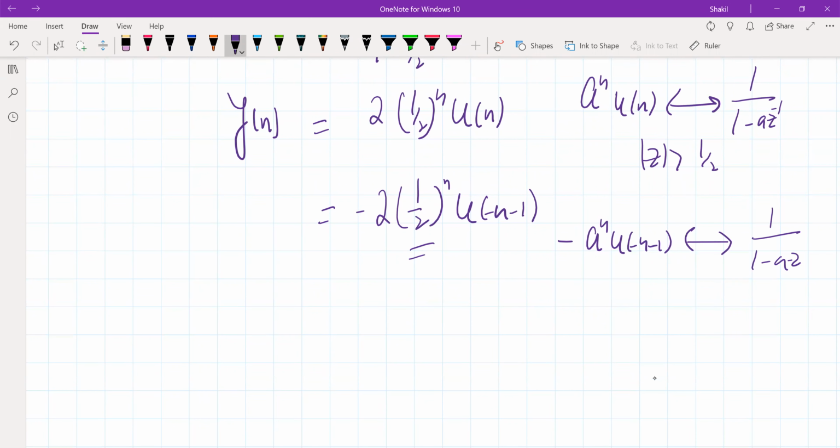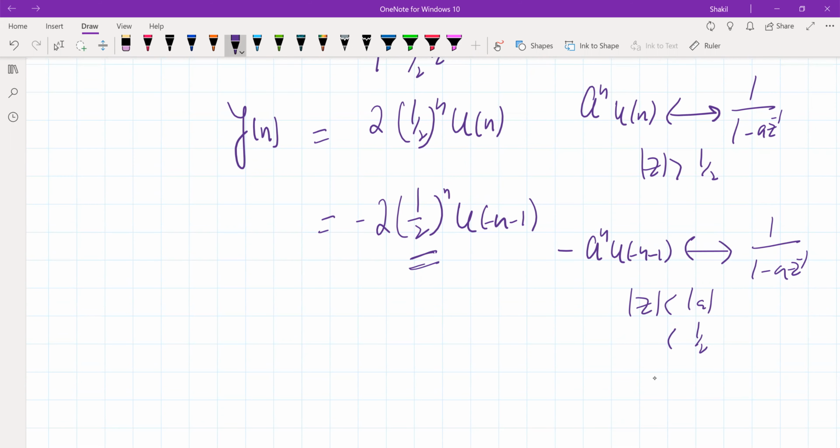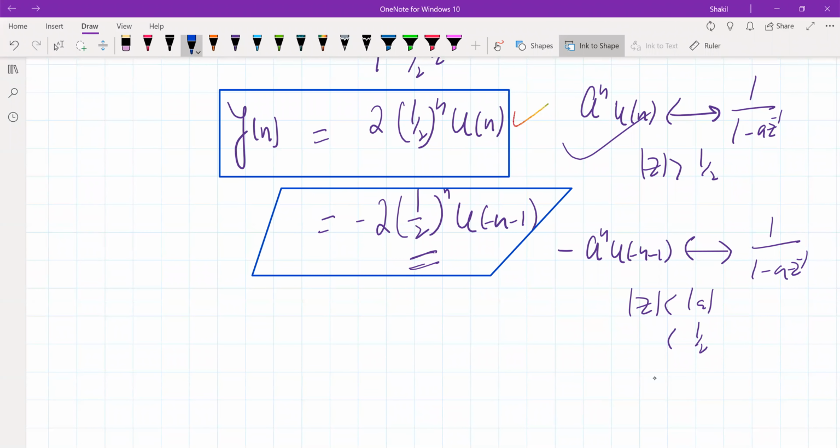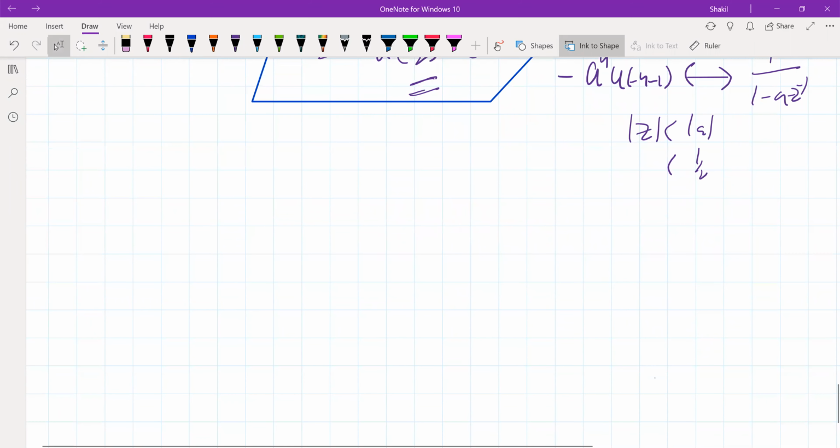Then this is the z transform if I am assuming the region of convergence is less than a, and here a is 1/2. So I can say this is also equal to this. Based on which one you assume, we should use this one. Why? Because this will give you the causal system, and this one will assume that the system is non-causal. So that's the difference, for the same system described by the same difference equation.